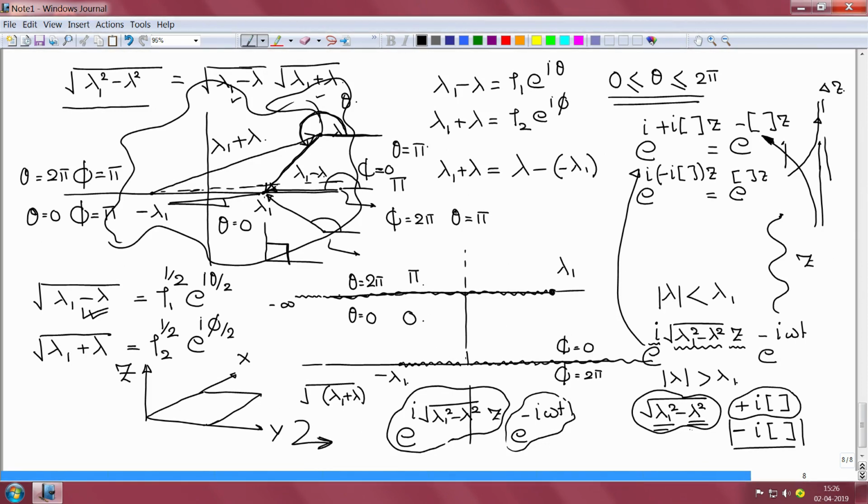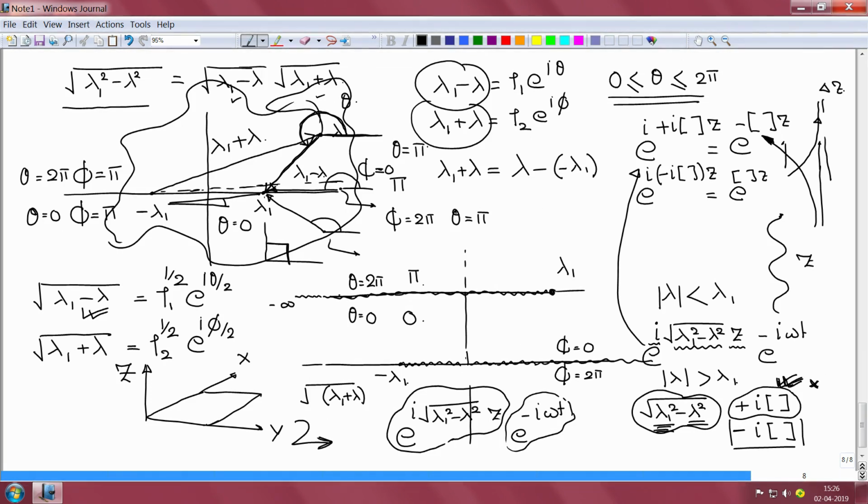If it so happens that lambda square exceeds lambda 1 square, therefore we have to ensure that automatically the positive imaginary is chosen. We have to give definitions to lambda 1 minus lambda and lambda 1 plus lambda such that automatically the positive imaginary value is chosen. Otherwise, we will have a non-physical answer.